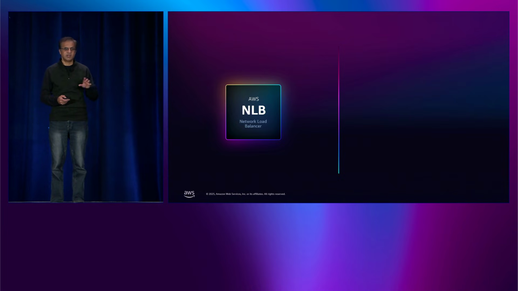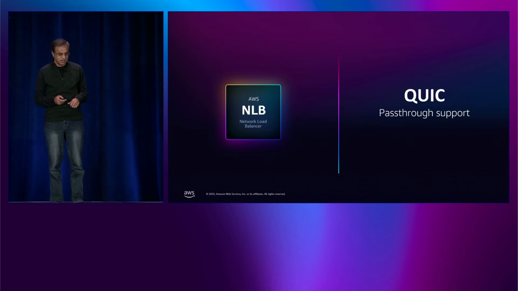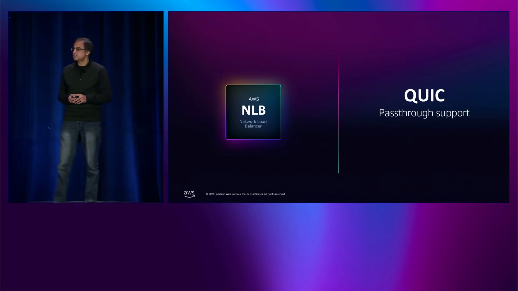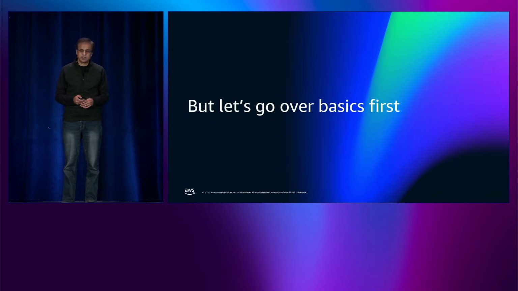We have launched a lot of capabilities in the last few weeks. I'm going to talk about 2 key capabilities we launched on the Network Load Balancer, or NLB. And then after that, I'll also talk about 2 key features that we launched on the Application Load Balancer. So let's get started. On NLB, we launched something called QUIC pass-through support. That's the feature we recently launched. But before we start there, let's understand the basics first.